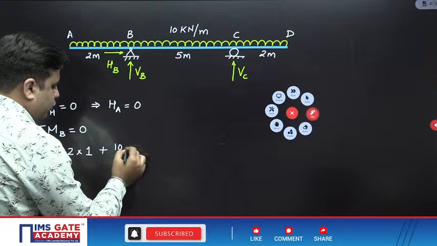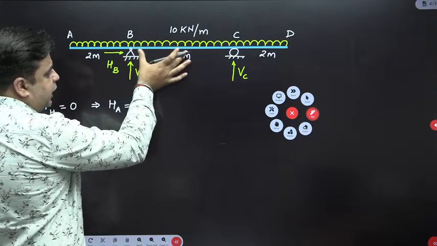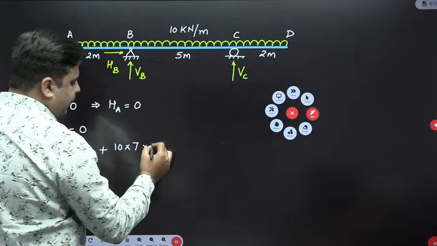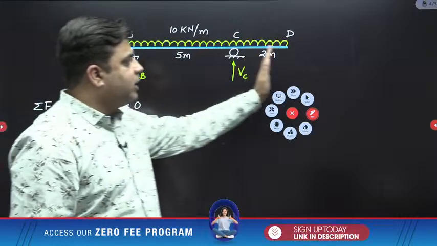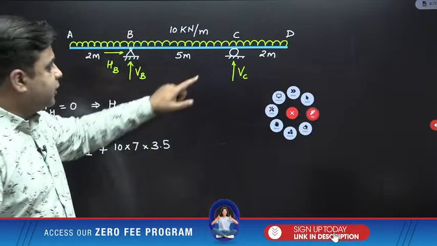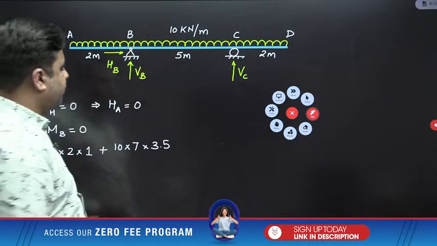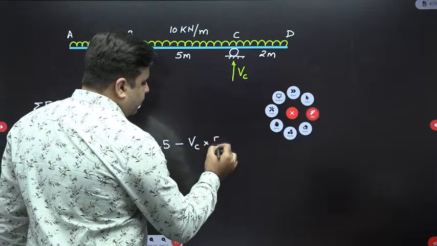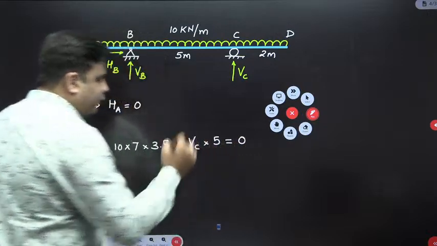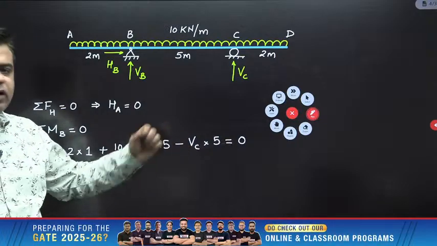So 10 into 7 is the total load, and the lever arm will be at a distance of 3.5 meter from your end B. So this will be the moment due to UDL, which is acting on the right side of B. The third moment will be due to VC, which will give the anti-clockwise moment about point B. Value will be minus VC into 5. Please calculate this value and get me the value of VC.